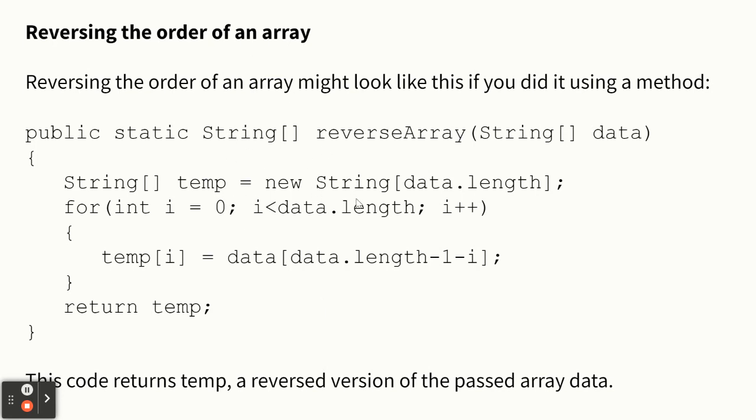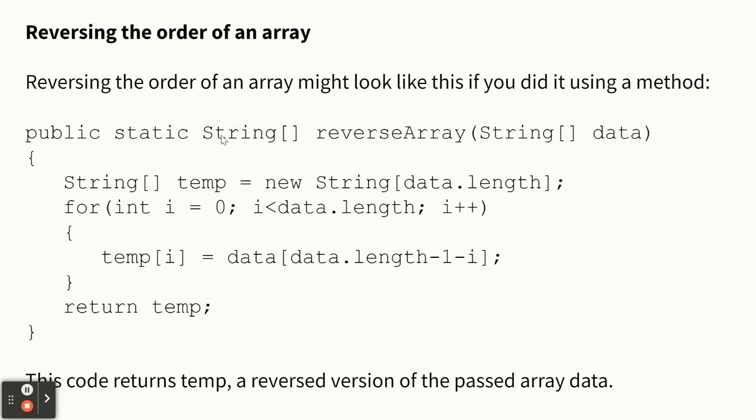Reversing the order of an array might look like this if you used a method. Right here, this is public static string array, reverse array. So we're sending a string array called data, and we're going to return a new string array at the end where everything's in reverse order. I don't mean like hello written as ole, but the words in a different order.